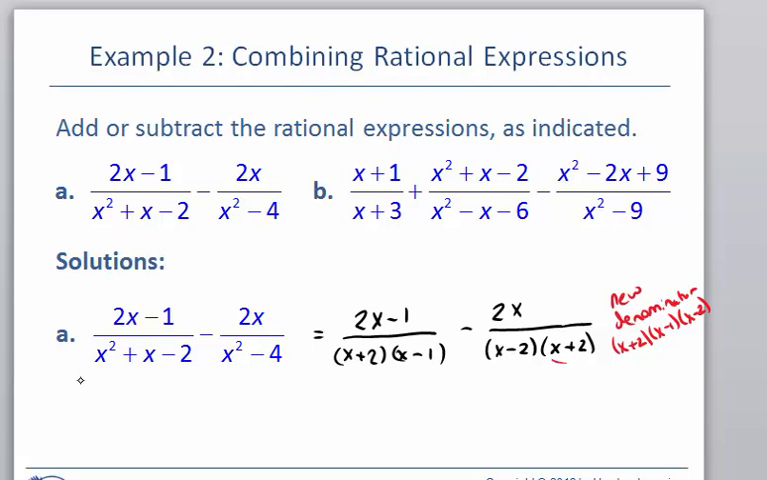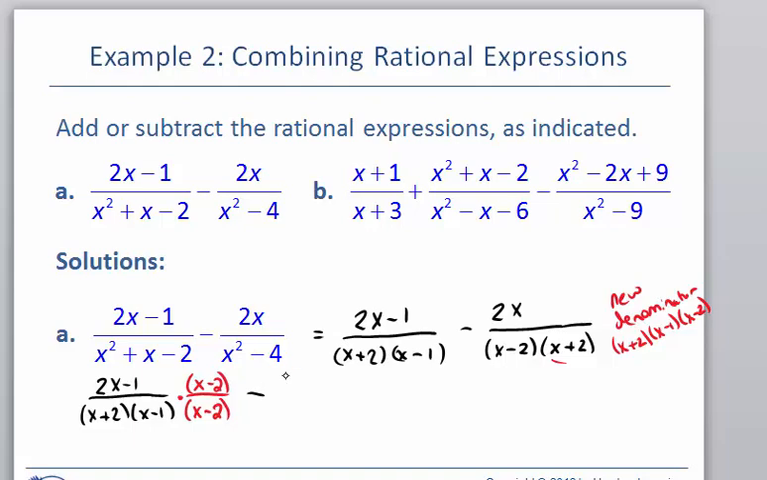So I am going to take my first fraction, which is (2x minus 1) over (x plus 2) times (x minus 1). And I'm going to compare my current denominator to the new one, and look for the difference. I have the x plus 2, I have the x minus 1, I don't have the x minus 2. So I am going to multiply this by x minus 2, and if I do it to the bottom, I need to do it to the top. All right, so that's going to take care of the first fraction.